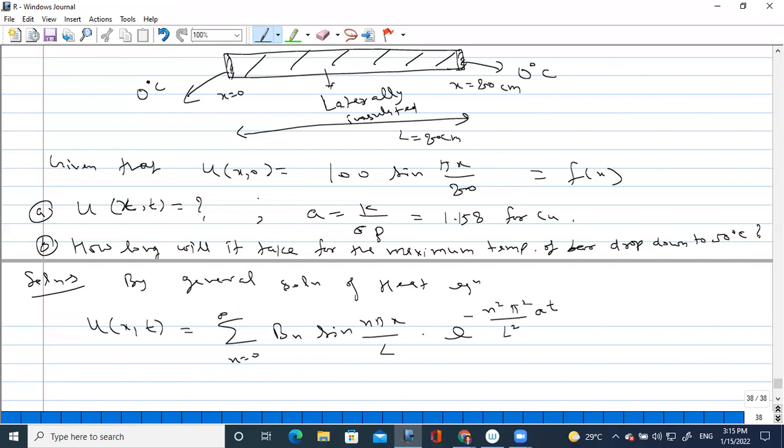Now here what condition have they given? They have given u(x,0). It means t you have to put 0. At t equal to 0, u(x,0) will become summation n equal to 0 to infinity b_n sin(n pi x by L).